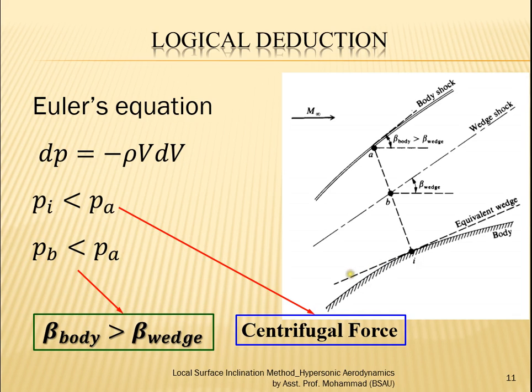So both the pressures PI and PB are less than the pressure behind the shock, that is PA, and this is because of two different reasons. PI is lesser than PA because of centrifugal force, and PB is lesser than PA because of the different wave angles. But they both are lower, and they are not differing much, and it looks like they are smaller for the same reason.